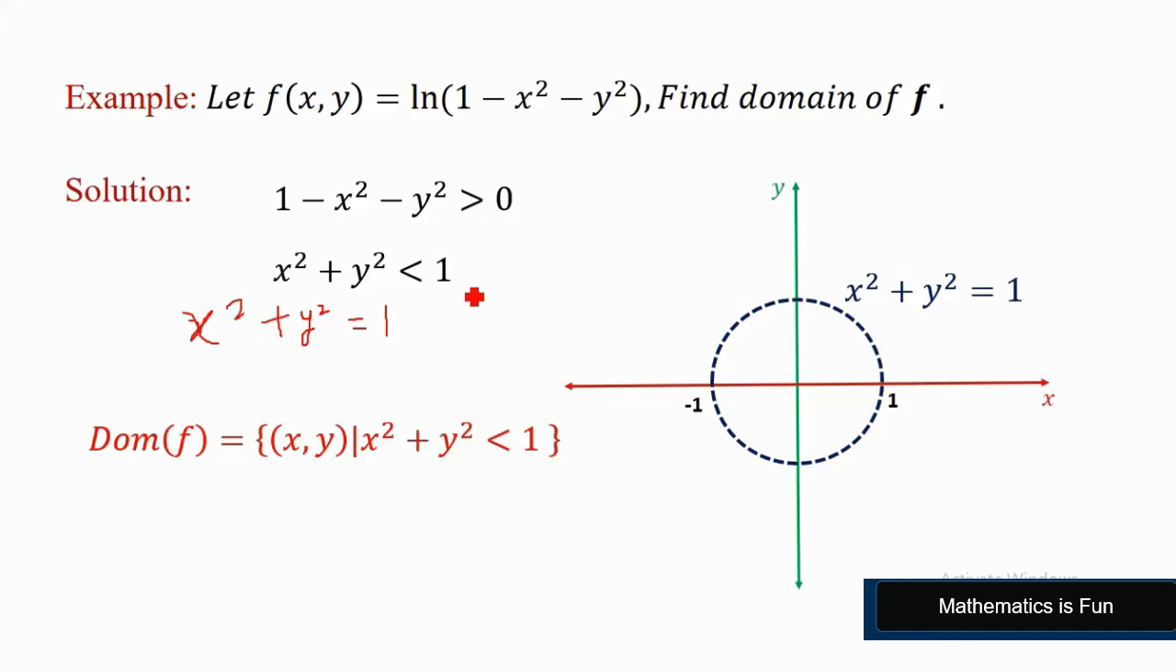Now less than 1 means all the points inside the boundary. So this is the region for the given function, that is, the domain for the given function. I used dashed lines for the boundary. It means the boundary points are not included in the domain of this function.